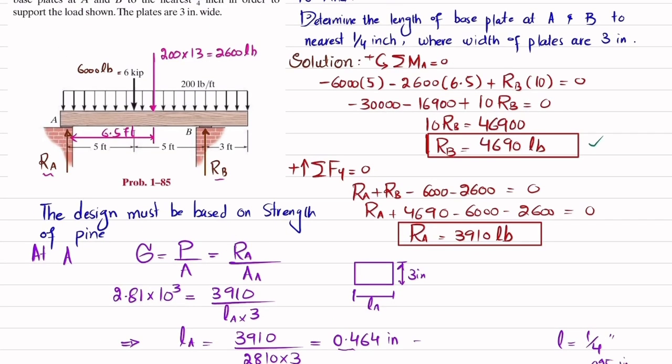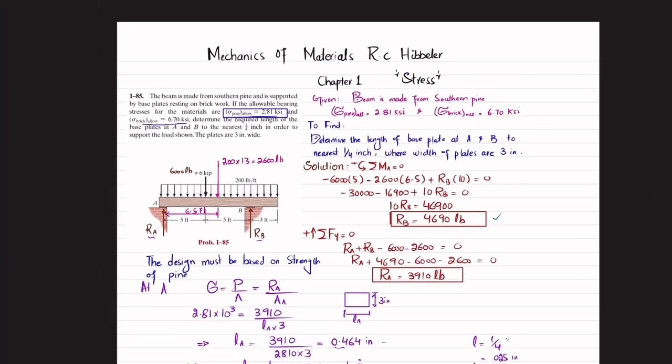So this length of this base plate should be half inch. Clear? And this length of this base plate should be 3 over 4 inch. And that was all about this problem 1-85.